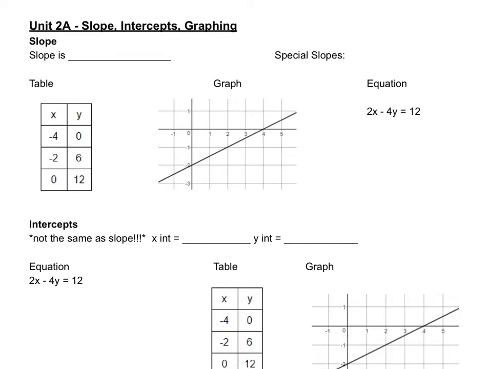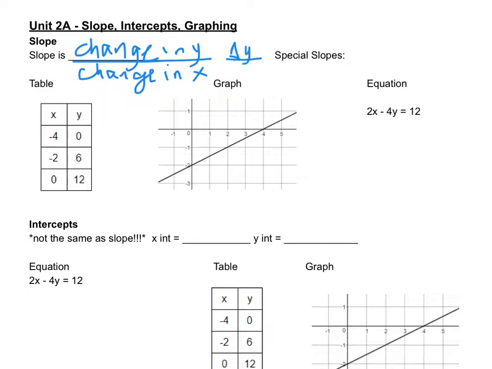Now we're going to review the first part of Unit 2, which was on slope, x and y intercepts, and graphing. So the definition of slope is your change in y over change in x. Remember, we had that little triangle, which was a delta. That is the shorthand way to say change in y over change in x. And we read it as delta y over delta x. So if you're lazy and don't want to write change in, you can do that.